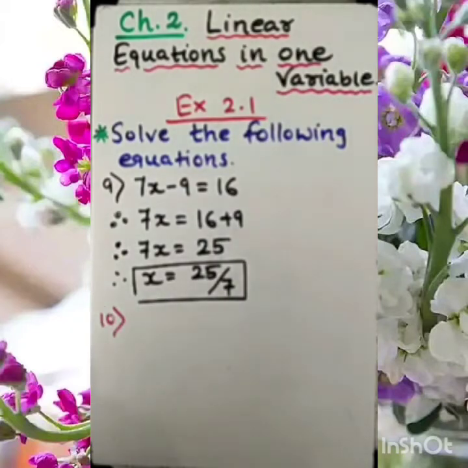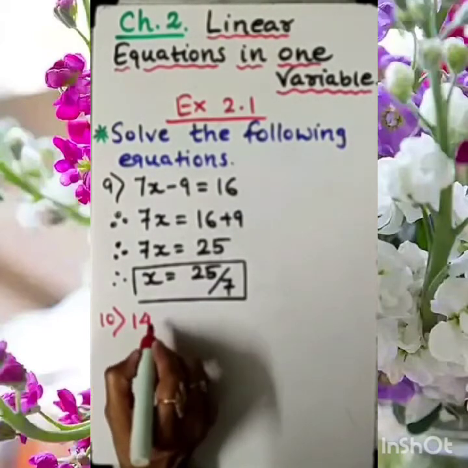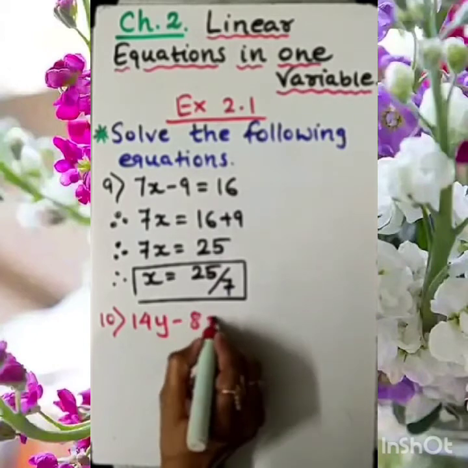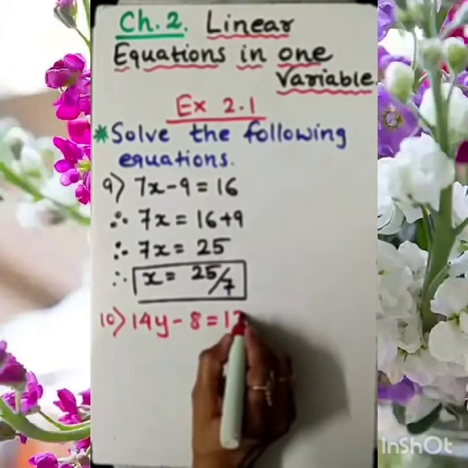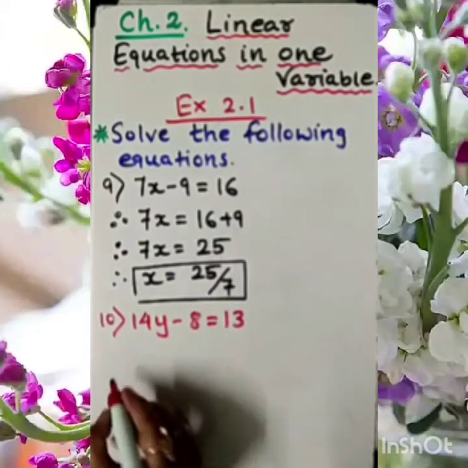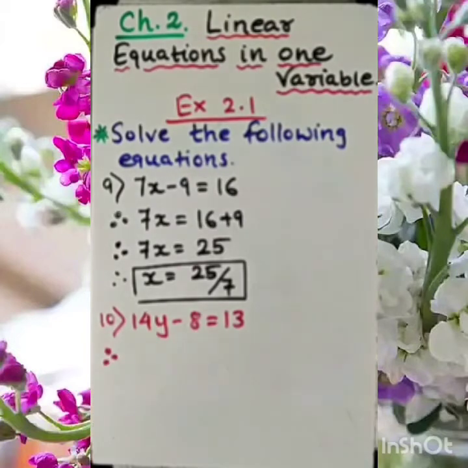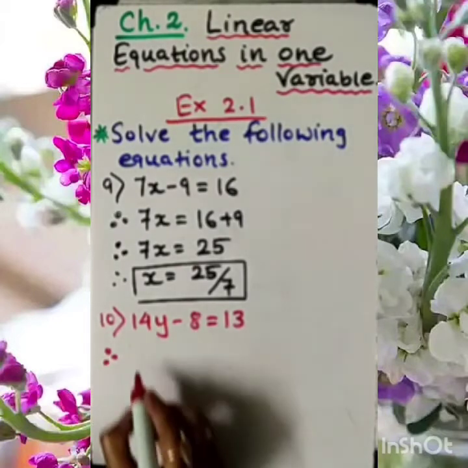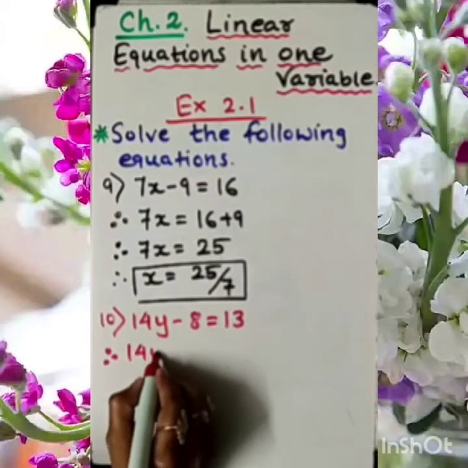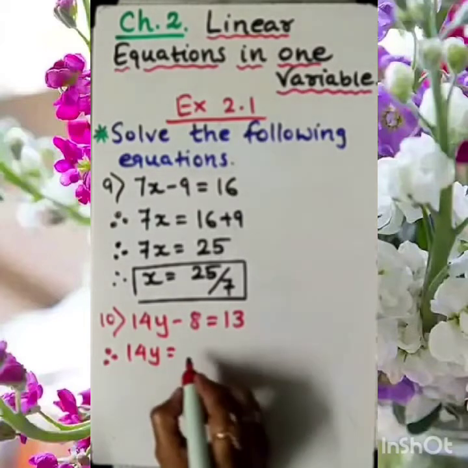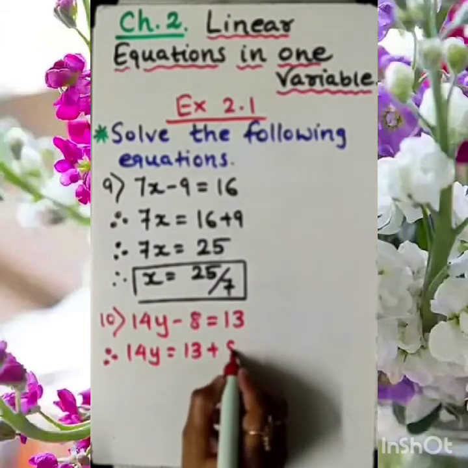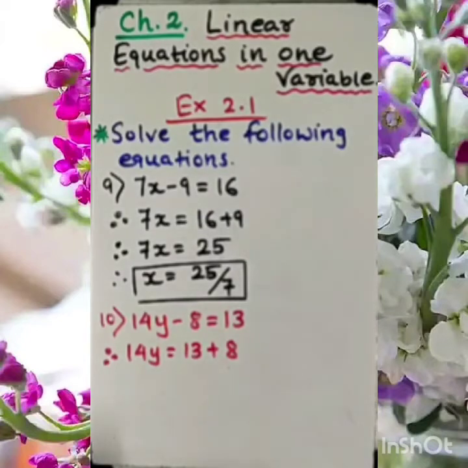Now what is 10? Let's work out on that. 14y minus 8 is equal to 30. This we are given. Let's see. Therefore, the sign is compulsory to mention. Now, as usual, you know, let me bring this minus 8 to the right side, so it will become plus 8. Agree?